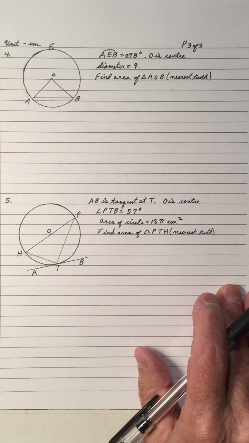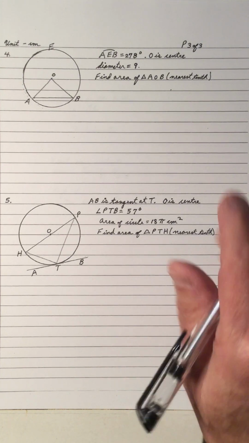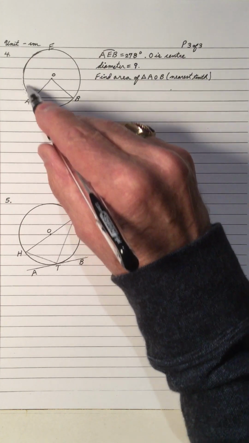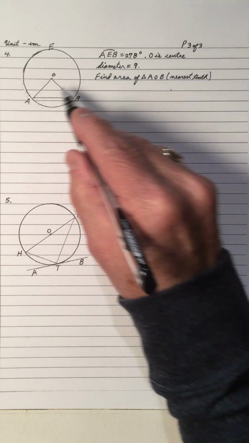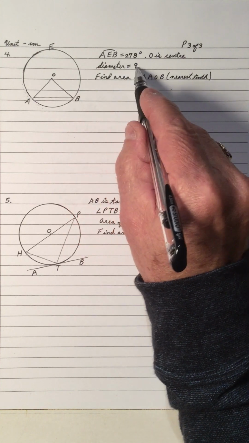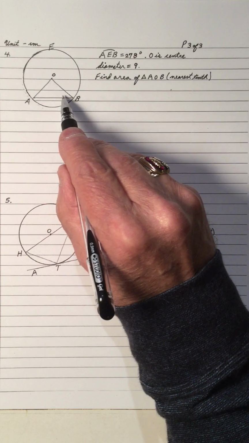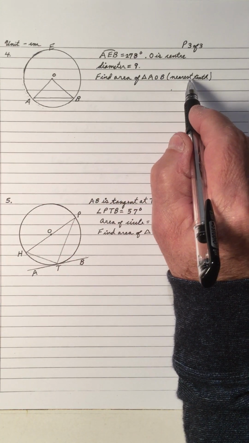Okay, now we have another question. It says that the arc AEB is 278 degrees. O is the center of the circle. The diameter is 9. Find the area of the triangle AOB to the nearest tenth.